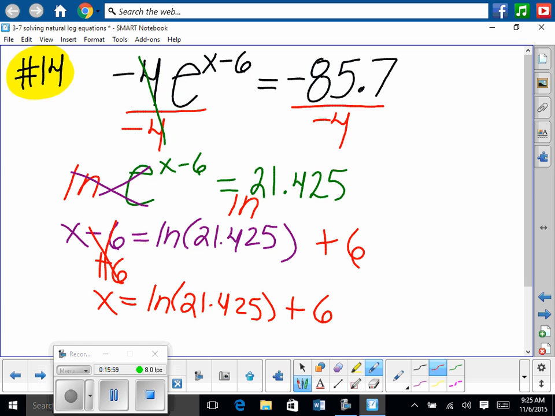All right. So x is equal to 9.06. Oh yeah, good point. Thanks for catching that. So we're going to go 4 decimal places. So we'll do 4, 6.